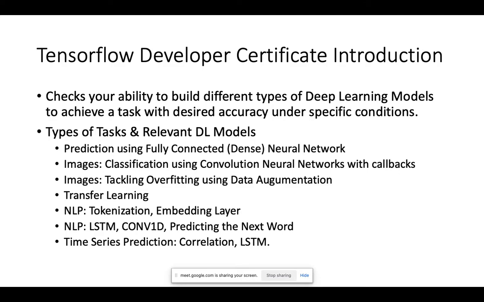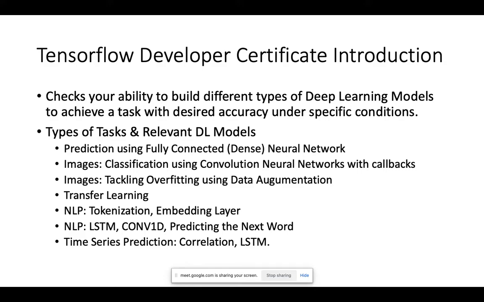So I've listed out here what deep learning tasks we would like to achieve, and what deep learning models we usually use for each task. First, the exam, or even our preparation, should start with this basic prediction, where we simply use a fully connected neural network and try to predict housing prices. And we have tasks like image classification, and there are various issues like overfitting, and there are methods to solve those overfitting problems. So we should be aware of that.